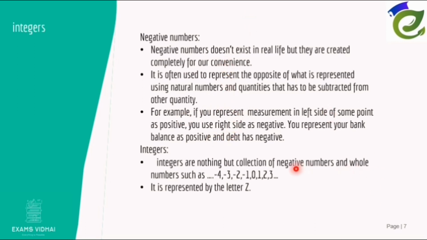So integers are nothing but the collection of negative numbers plus whole numbers. Minus 5, minus 4, from minus infinity to infinity. They are represented by the letter Z.